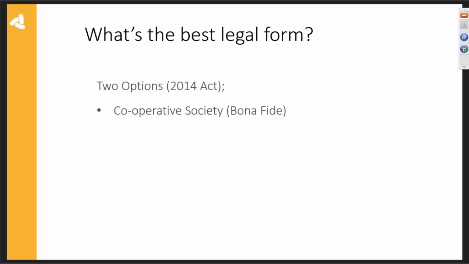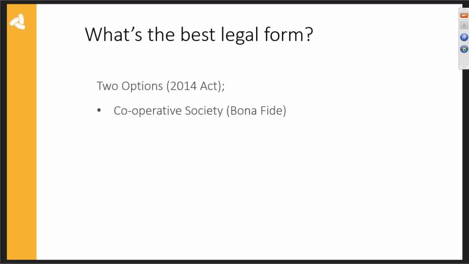If anyone's aware of community shares in the longer term, they might have always known them to be called bona fides. Now, these are just your basic co-ops, all about the member and the enterprise and the relation between the two. So this is where it is a bit more about truly the membership and not the wider community.